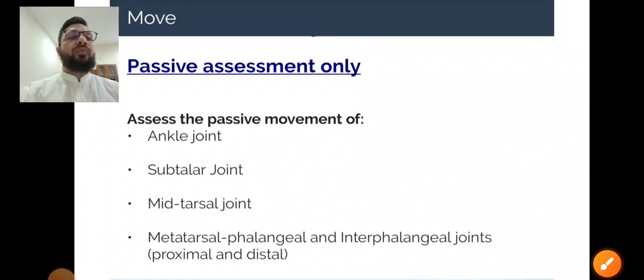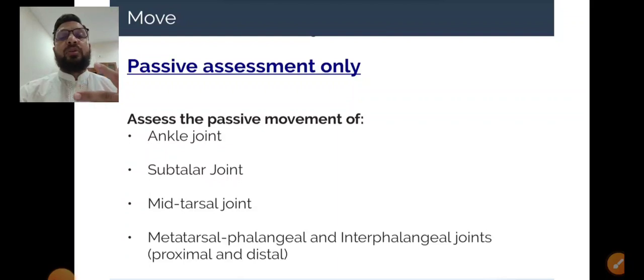And then you will examine the metatarsophalangeal joints and interphalangeal joints. You perform passive movements at these joints also, but it will be completed in a duration of just 1.5 to 2 minutes, not more than that.